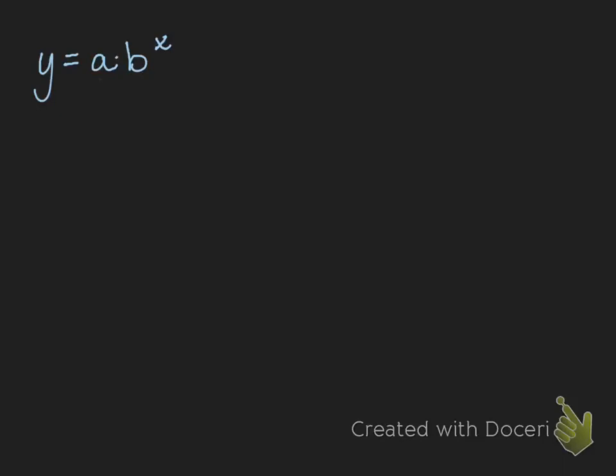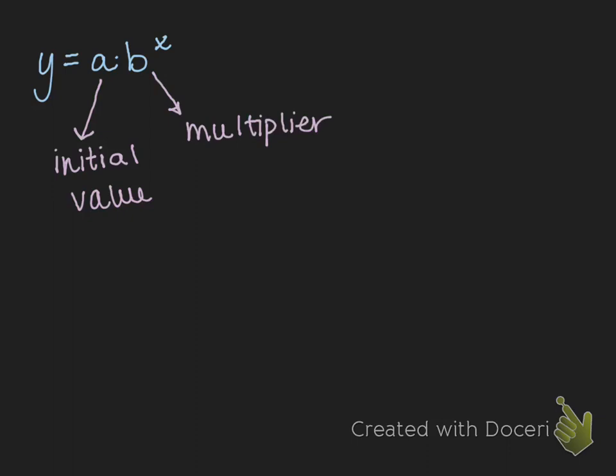All right, in this video, we're going to look at how you write an exponential function given a data table. So just a reminder, all exponential functions can follow the form y equals ab to the x, where a represents your initial value and b represents your multiplier.